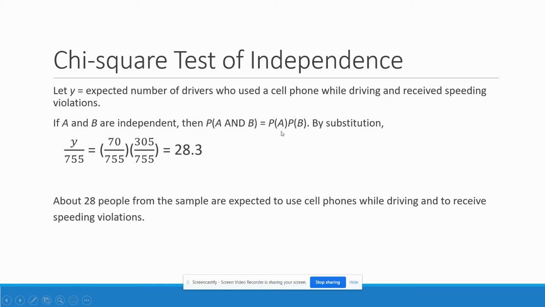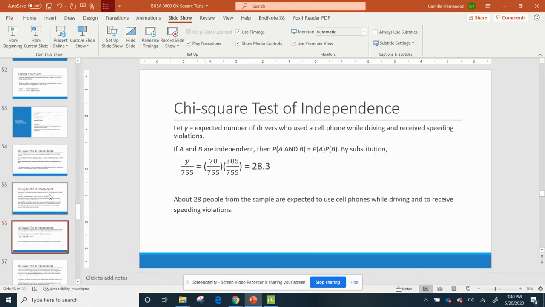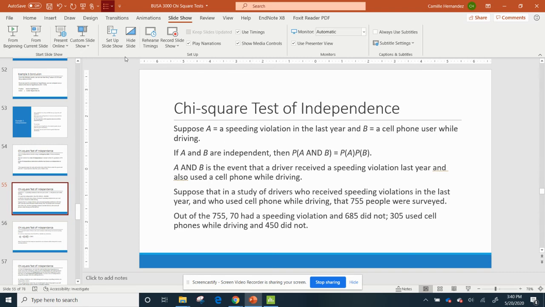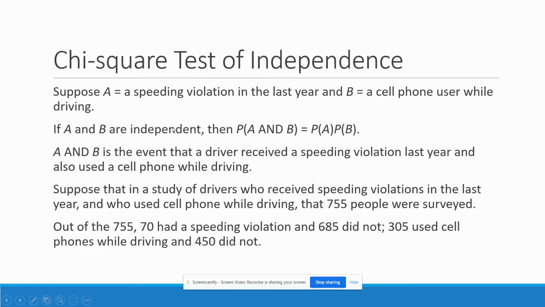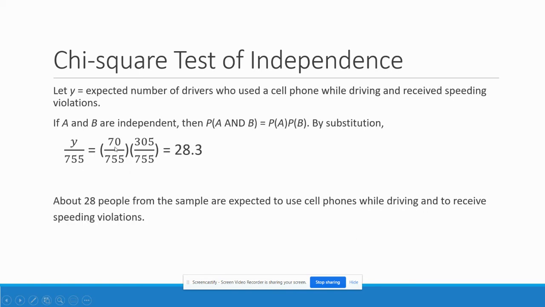So, all right, remember probability of A. Let me go back to this one just so we can look at it again. Remember, probability of A was a speeding violation. And right here, it says 70 got a speeding violation. So that's going to be 70 over 755. B then is cell phone users while driving. So remember, 305 cell phone users use their cell phone while driving. So I've got 305.